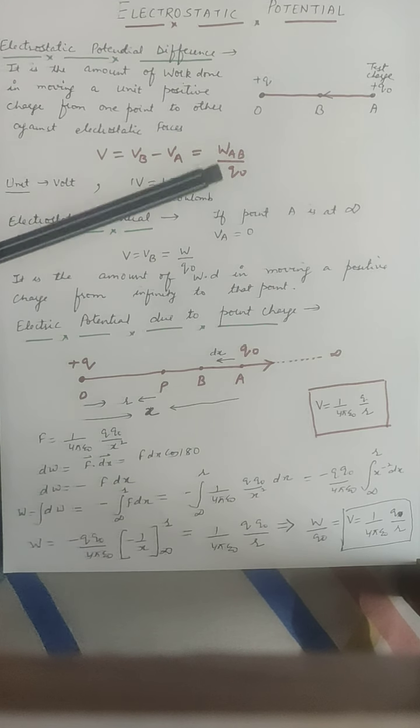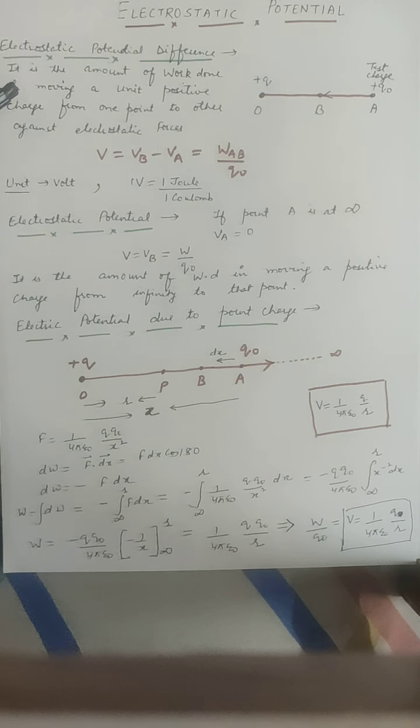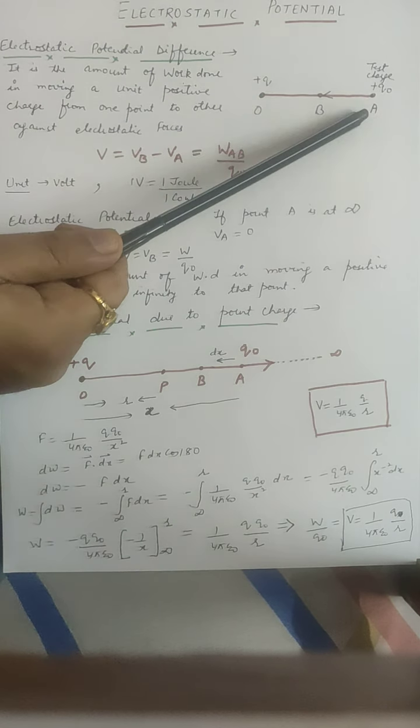Today we will be discussing electrostatic potential. Before starting this, I will define what electrostatic potential difference is. Suppose there is a positive point charge, plus Q, placed at point O, and there is a position A where a test charge, represented by plus Q naught, is placed, and we are bringing this test charge towards charge plus Q.